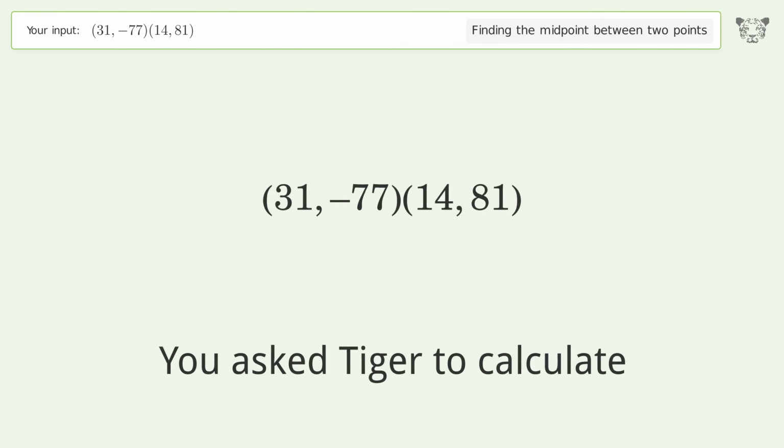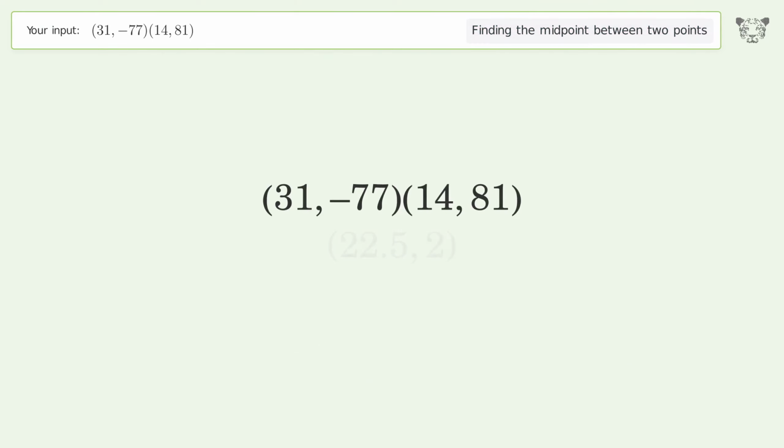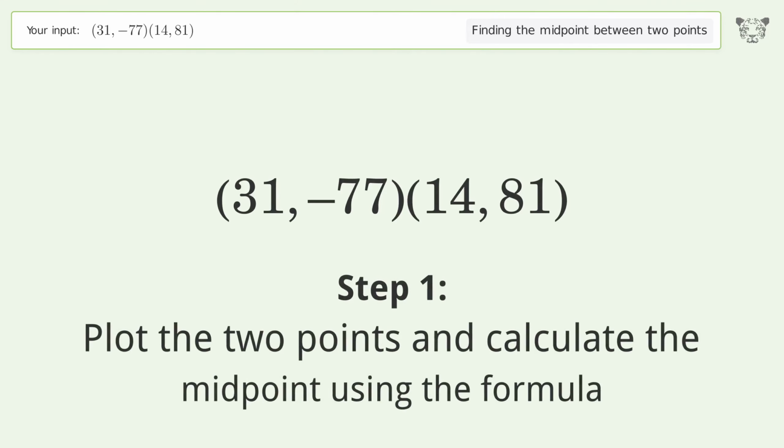You ask Tiger to calculate. This deals with finding the midpoint between 2 points. The midpoint between the 2 points is 22.52. Let's solve it step by step. Plot the 2 points and calculate the midpoint using the formula.